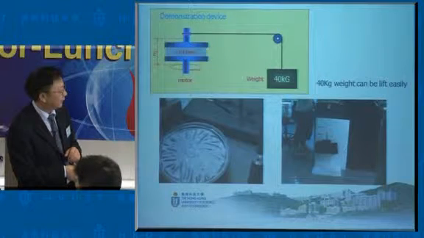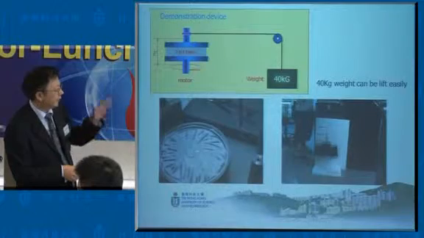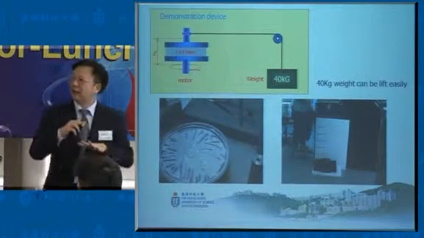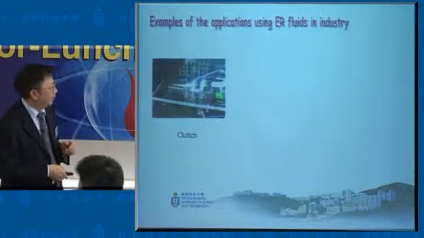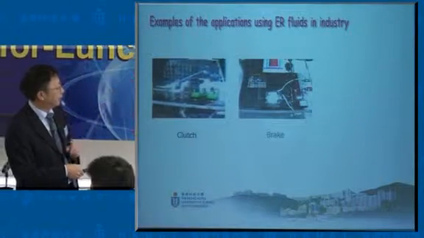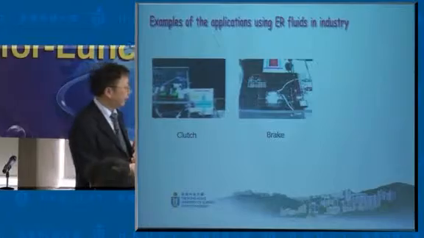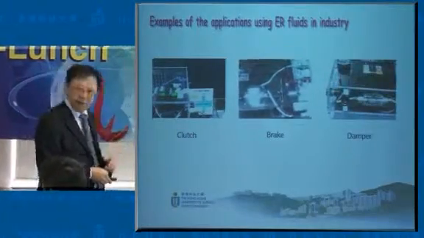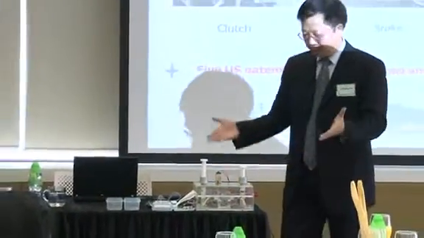Here, it's up. When you turn on the electric field, it's coupled. So it's a clutch, a demonstration clutch. But we have developed some clutches like this. This is just a clutch, and here's a brake, just like an electric brake. Also, we can make a damper. Here's a demonstration of these dampers. Let me show you how that works.